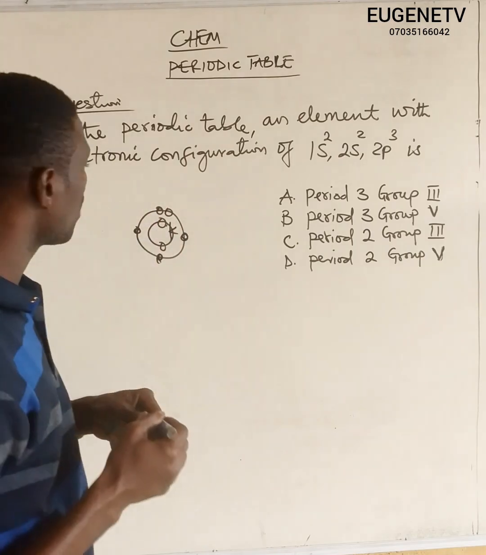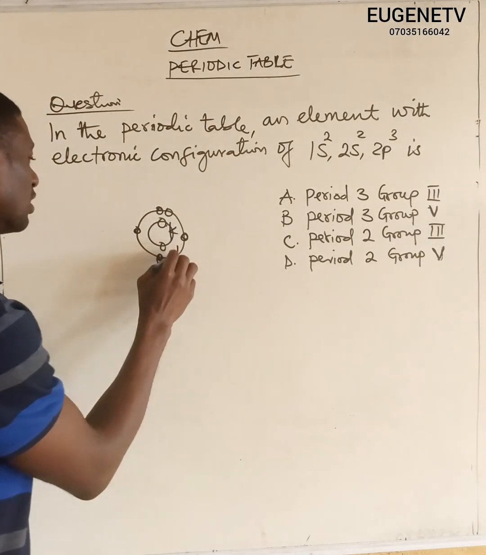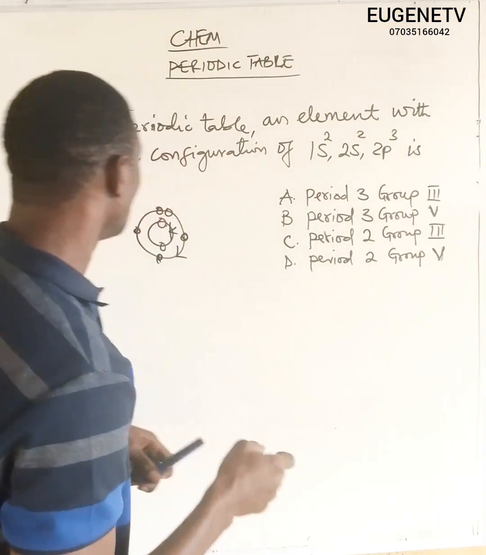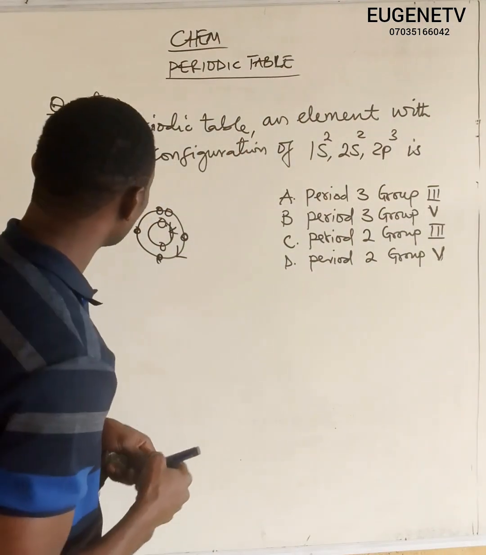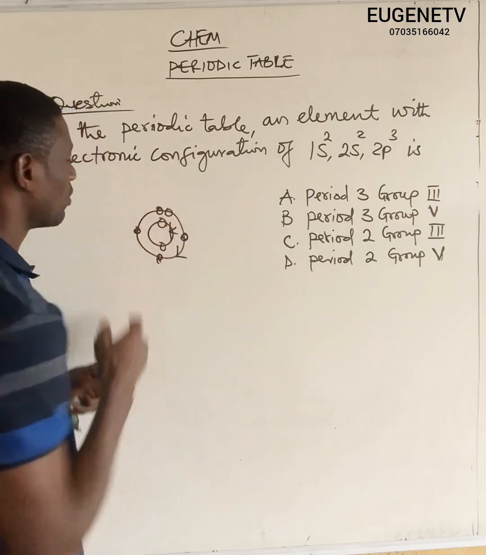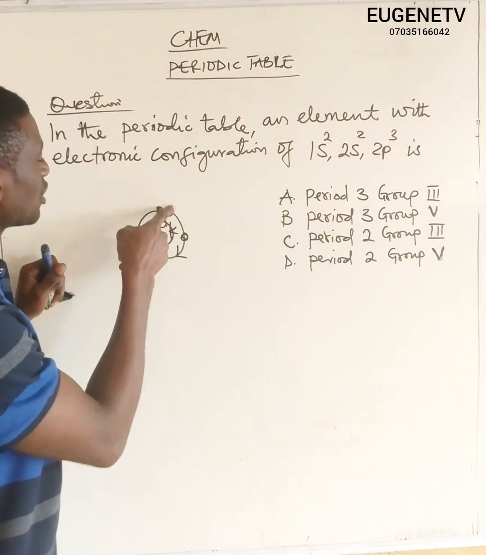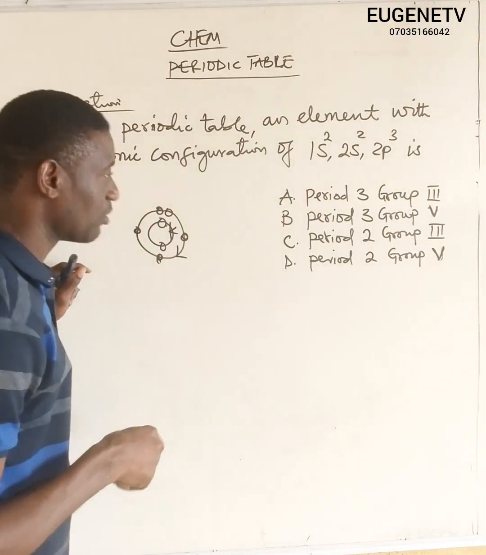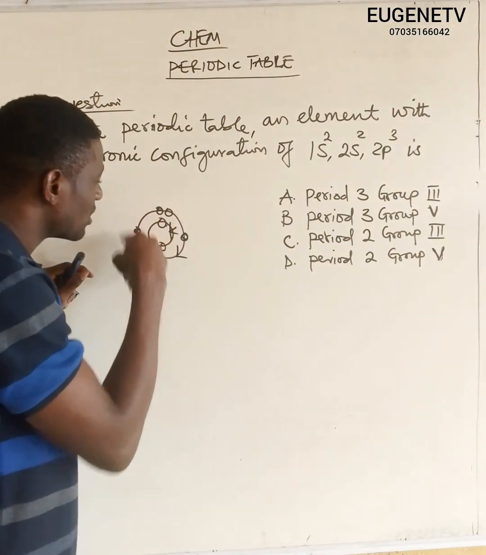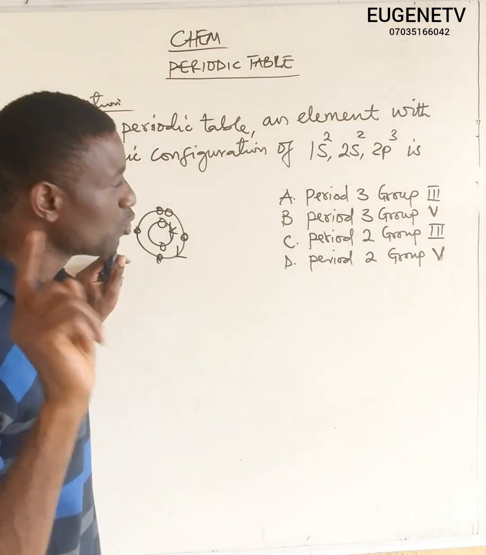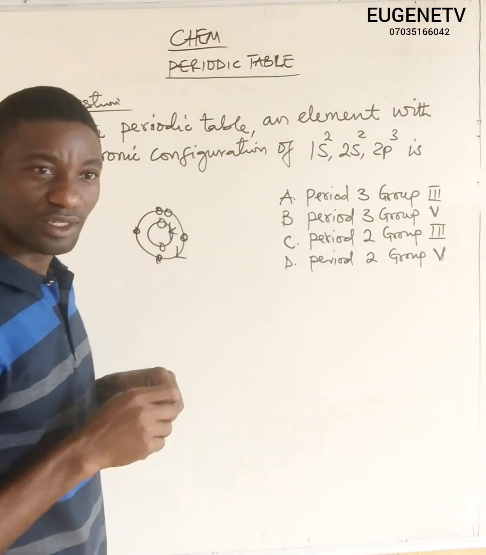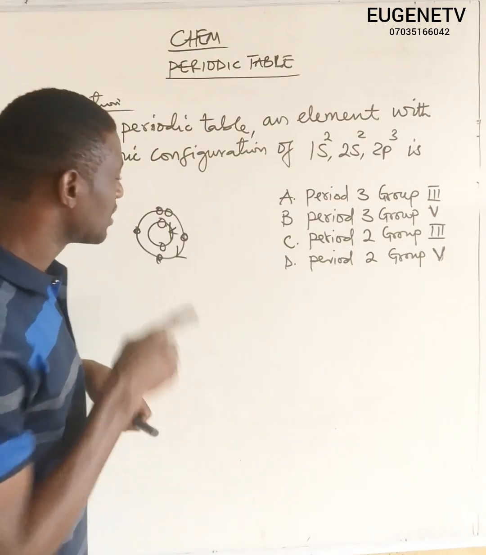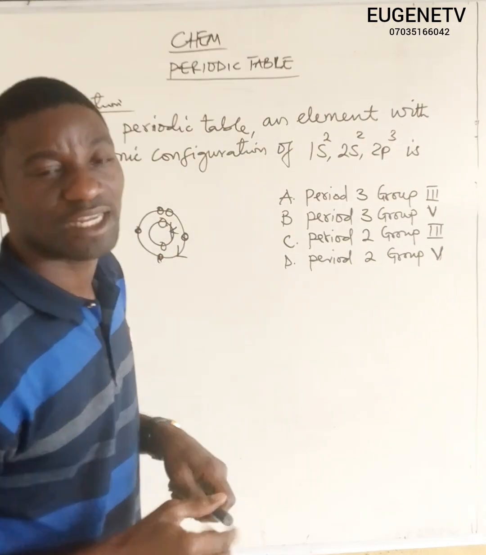Now, this is the L shell. How will this diagram help you to know the period and the group to which an element belongs? If you draw the Lewis structure of any atom, the number of electrons in the outermost shell, that is the last shell as you are drawing the diagram, tells you the group to which that element belongs. Whereas the number of shells of that atom tells you the period to which that element belongs.